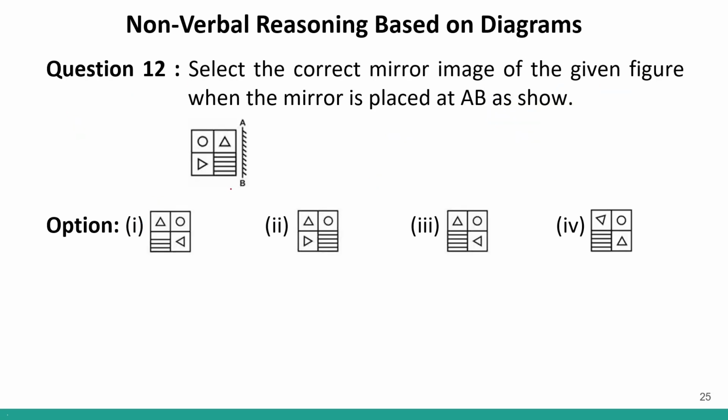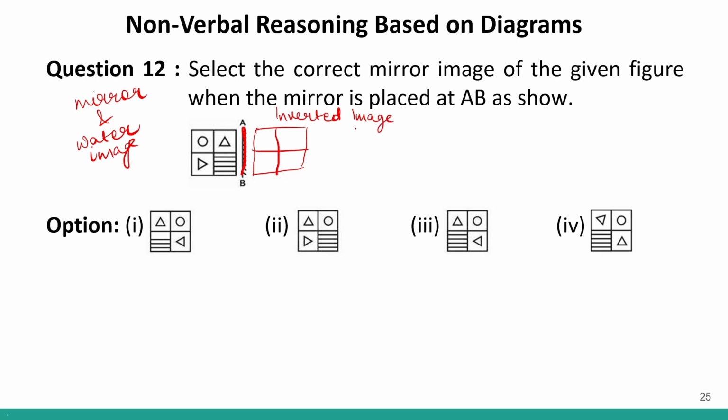Okay. Now, question number 12. This is a mirror and water image question. Okay. So mirror and water image, this is the mirror. So I'll get a square like this. Within this, this will be same. Now I will get an inverted image. Correct? I'll get an inverted image. So inverted image, triangle will be here, circle will be here, this will be here, and this will be here, like this. So this will be my inverted image. Correct? And this looks similar to option number 3. So option number 3 will be the correct answer.